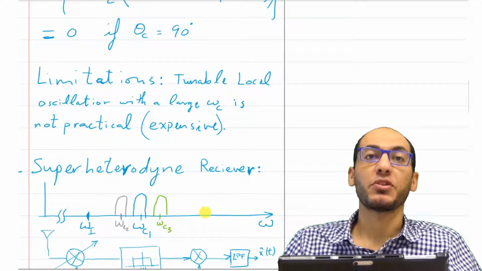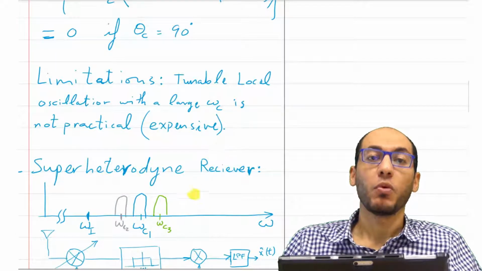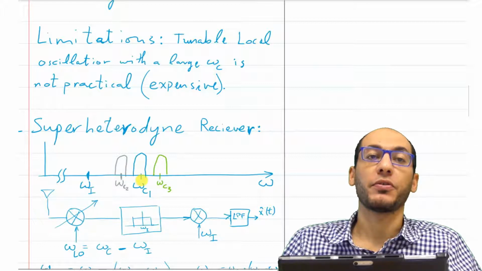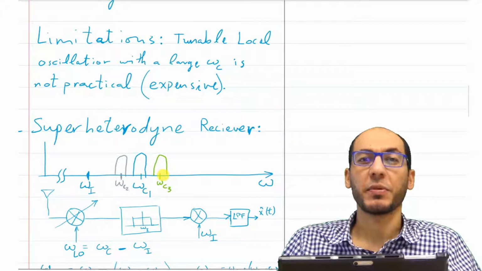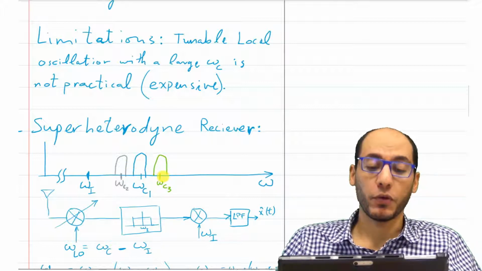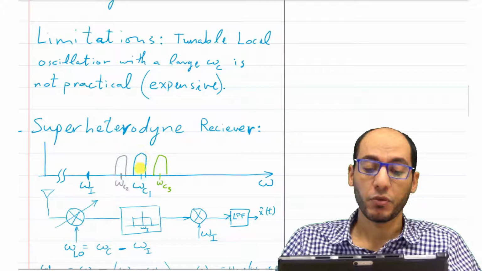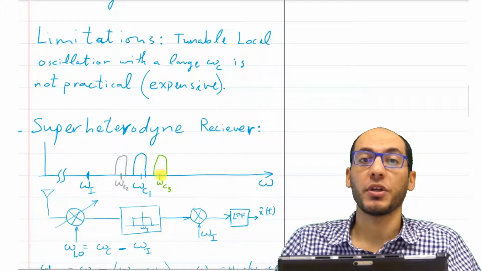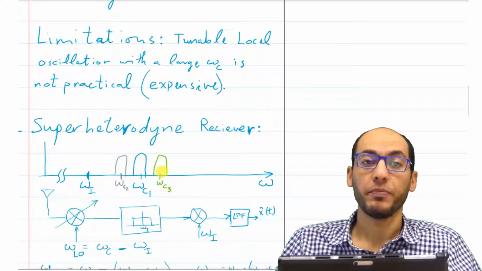So what does it mean to have a tunable local oscillator? Well, if you have a signal that is centered not at omega c1 but at another center, omega c2 or omega c3, is there an application that has this property? Well, yes. If you're listening to a channel at omega c1, you could want to change your mind and listen to another channel at omega c2, or perhaps change your mind and listen to another channel at omega c3.